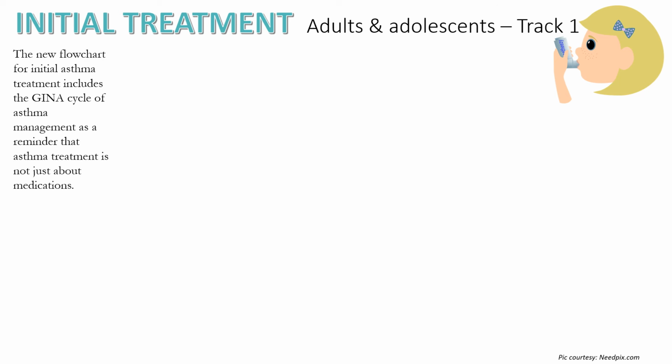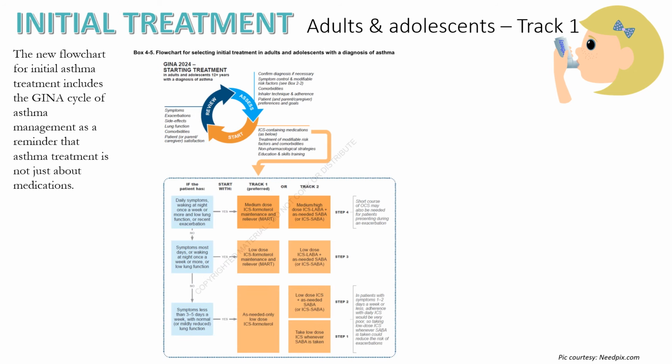The new flowchart for initial asthma treatment includes the GINA cycle of asthma management as a reminder that asthma treatment is not just about medications, and here we are talking about adults and adolescents track 1. This is the example which GINA has given. This is the flowchart of initial treatment which GINA has given, and here we see the GINA cycle of asthma management.